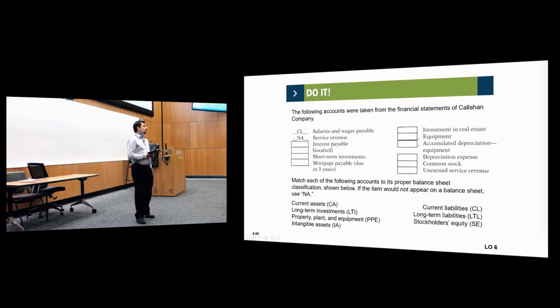Interest payable. Okay. Goodwill. Intangible assets. Short-term investments. Okay, thank you. See, there are hints in the names of those accounts. Mortgage payable due in 3 years. Okay, so long-term liabilities. I have to give you hints.